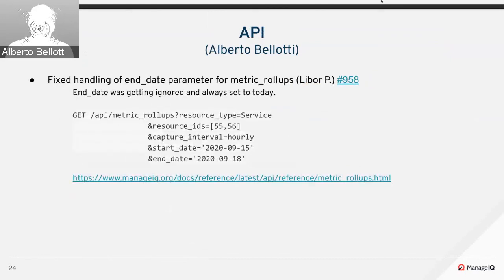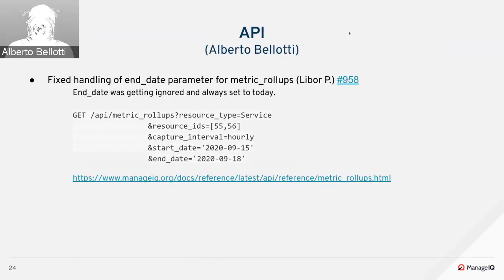Okay, and Libor, we exposed the parameter end date for doing metric rollup, so Libor fixed that. We had an issue where the end date parameter was just not being honored, so it always defaulted to today. So that's the standard signature, as you see there, the end date for that, and that's documented in the standard ManageIQ API reference. And that's it for the API. Next slide.